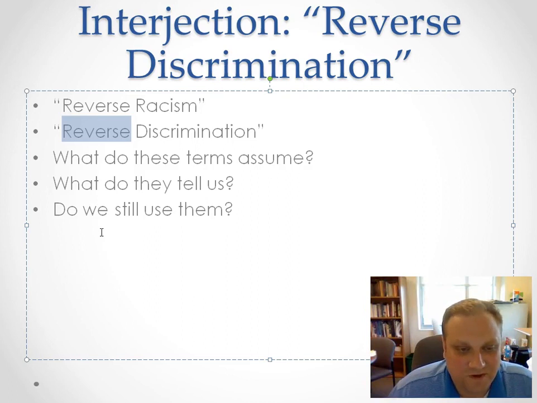A number of us have heard these terms used. We may have used them, but we've heard them used and we thought, oh, well, that's the descriptor for it. But when you really think about what's going on, why the need for reverse if we're just describing racism or discrimination? Do we have to highlight that this is somehow worse? And if we do, don't we tacitly accept that there is an acceptable form of discrimination or racism?